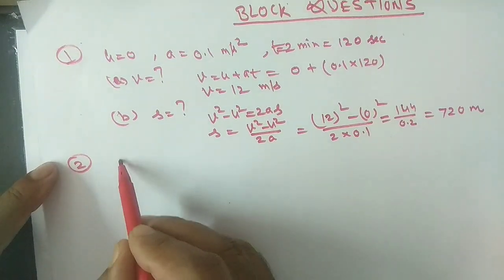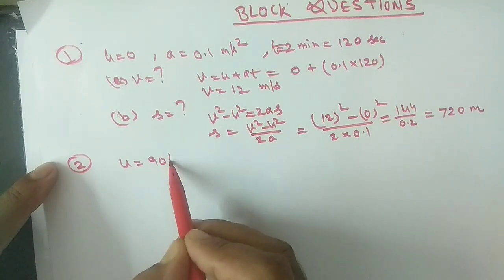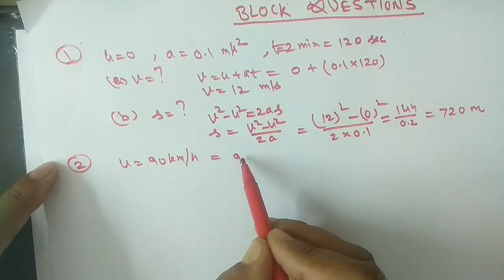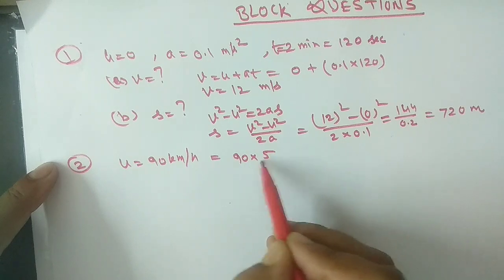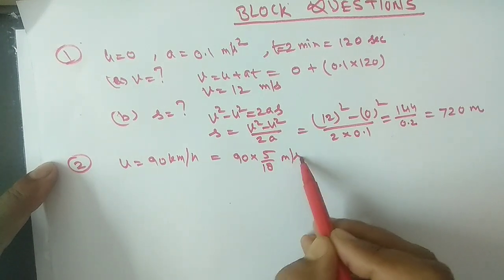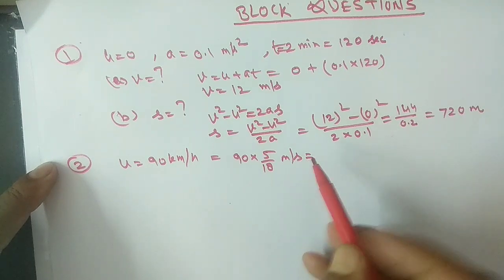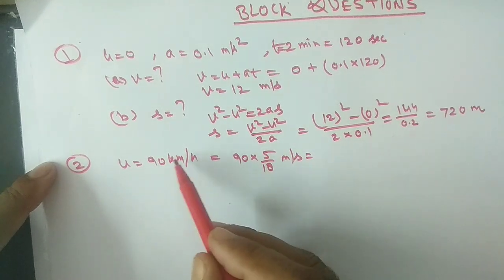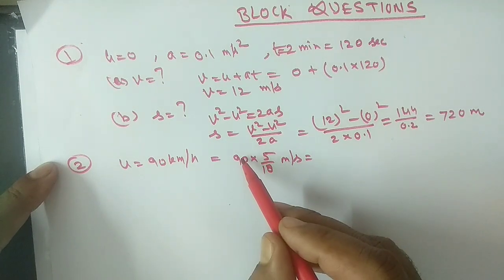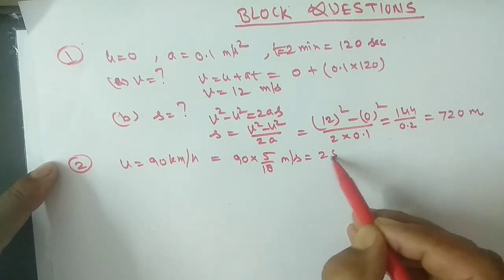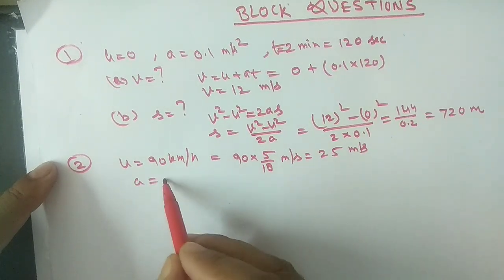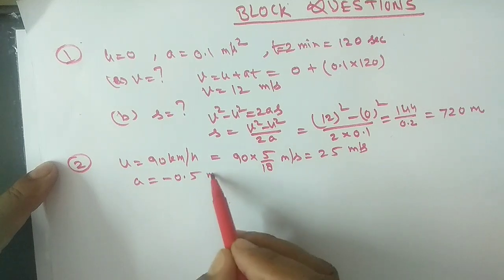Now come to question number 2. In this question, u is given as 90 kilometer per hour. If you change this into meter per second, it is 90 into 5 upon 18 meter per second. To convert into meter per second, you have to multiply this value by 5 upon 18. So 18 5s are 90, so it will come 25 meter per second. Acceleration is given as minus 0.5 meter per second square.